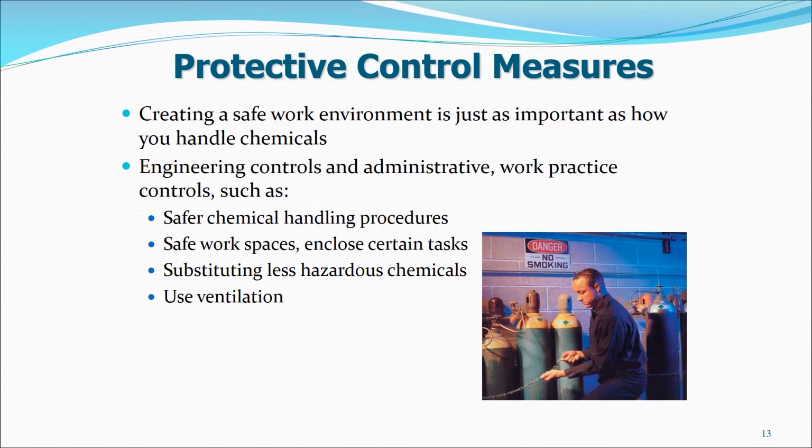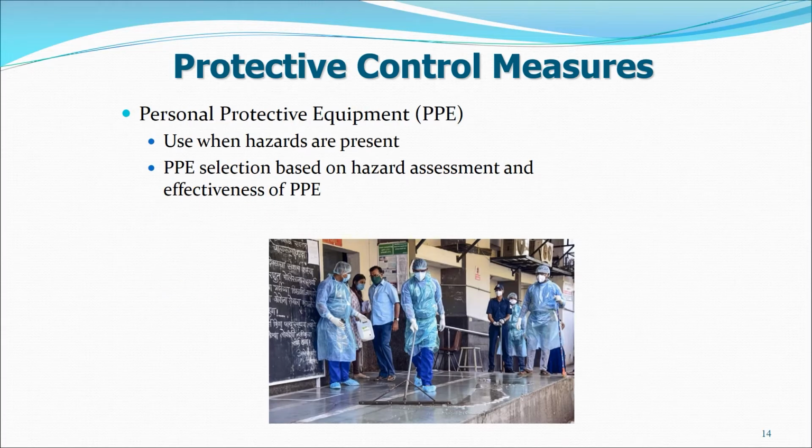Hazards can be reduced or eliminated through the use of engineering, administrative, and work practice controls. Engineering, administrative, and work practice controls can include such methods as enclosing an operation to eliminate exposures, installing ventilation equipment to reduce exposures, substituting less hazardous chemicals, implementing chemical handling procedures, or other methods. If the hazards cannot be completely controlled or eliminated through other measures, personal protective equipment, or PPE, must be used.